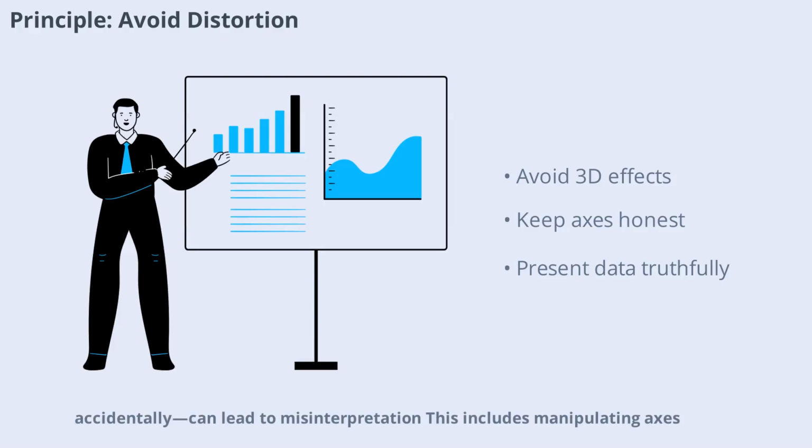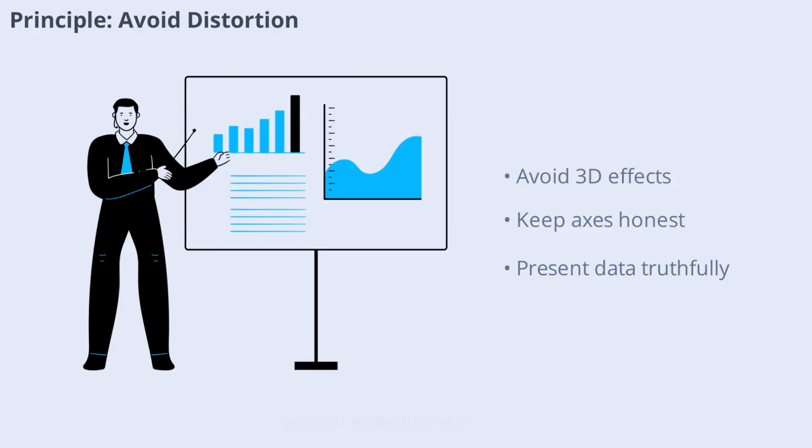Distorting data, whether intentionally or accidentally, can lead to misinterpretation. This includes manipulating axes, using 3D effects, or exaggerating differences. Always strive for honesty in your visuals. Present the data as it is without embellishment so viewers can trust your work and draw accurate conclusions.